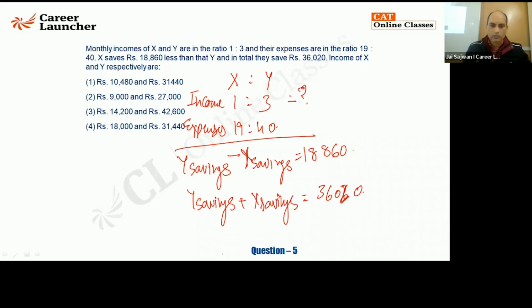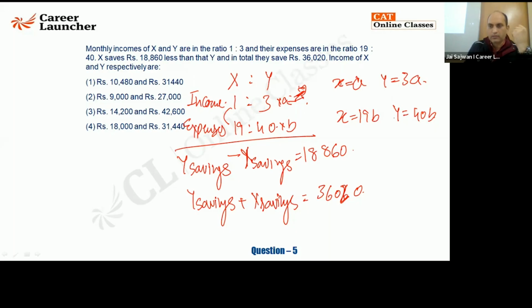Come on, try it. So the income is coming in the ratio of 1:3 and the expenses are in 19:40. And the saving of Y minus X saving is 18,860. The sum of their saving is this much. What is the difference between them? Say I'm multiplying this by A. So X income is 1A, Y's income is 3A. Say I'm multiplying this by B. X expenses are 19B, Y's expenses are 40B.